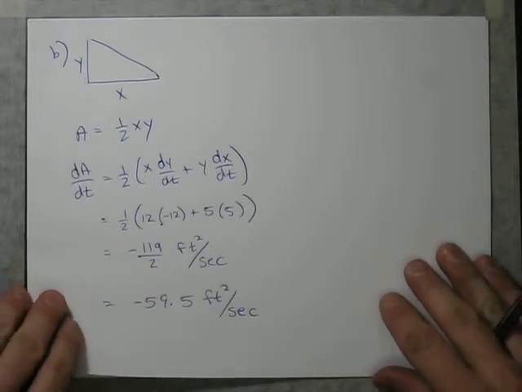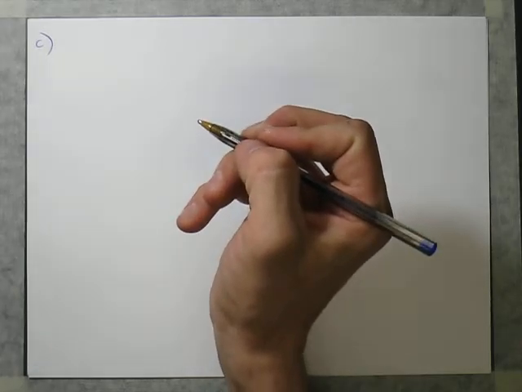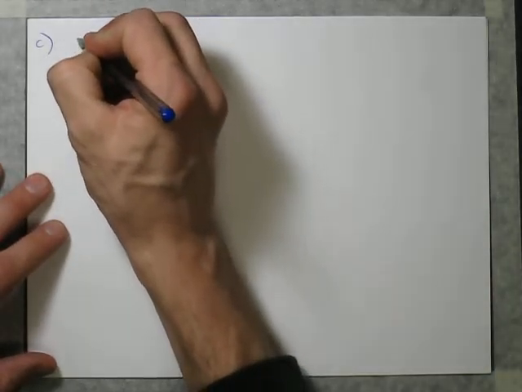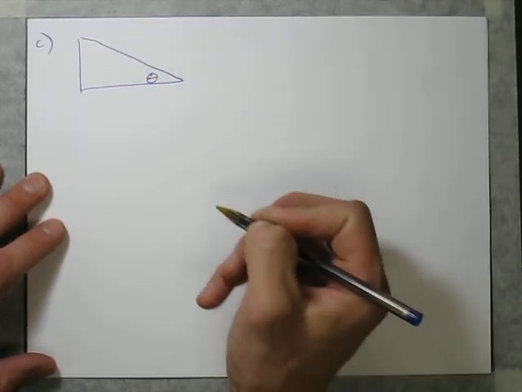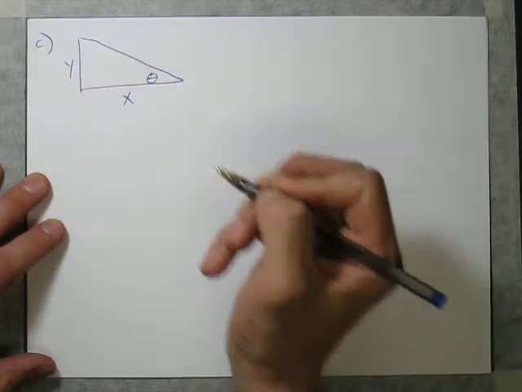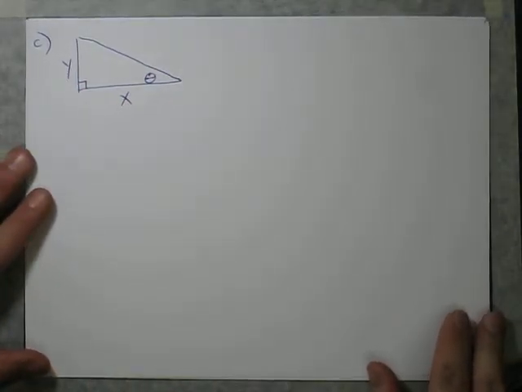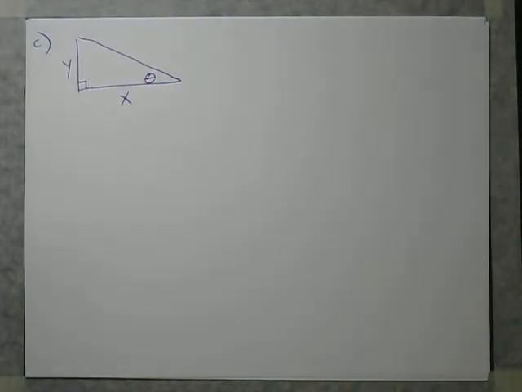Last one. Part C. You're going to love these related rates problems. We want to find, what does part C say? The rate at which theta is changing. So here I have the right triangle again. I have theta right here, I have x and I have y. Don't forget, this is conveniently a right triangle. I need to write an equation that deals with theta, y, and x. What do you think I could use?